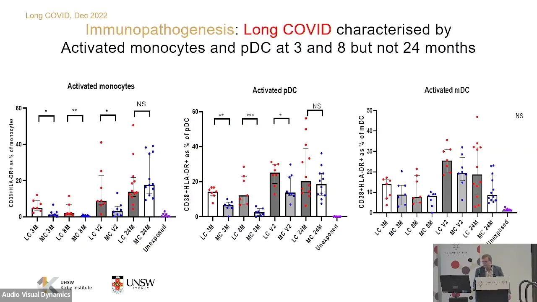We'd also, consistent with that innate profile from the cytokine studies, noted that there were activated monocytes and activated PDCs, plasmacytoid dendritic cells, at 3 and 8 months, but we had not seen activation of monocytoid dendritic cells. By 24 months, these had resolved.